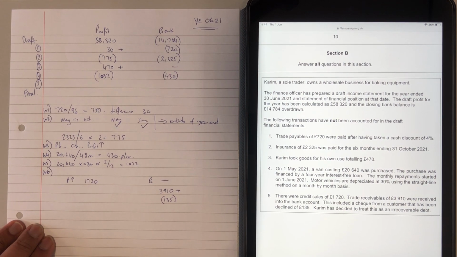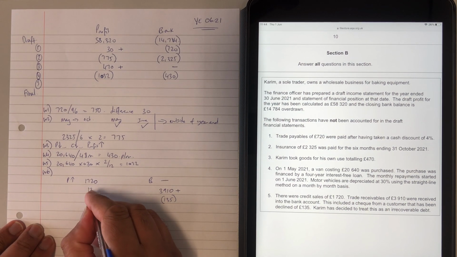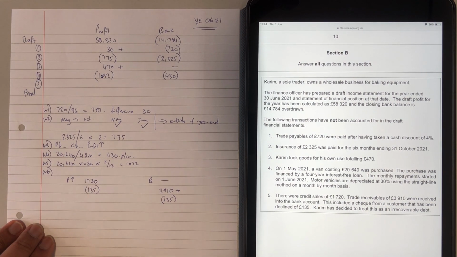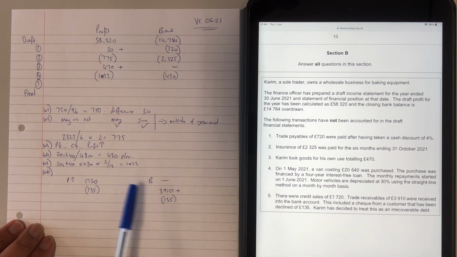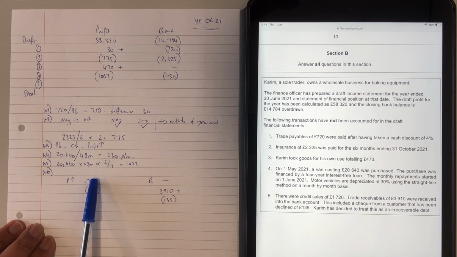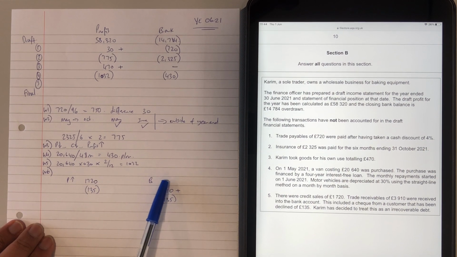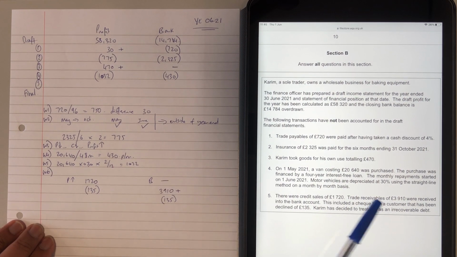Okay. Karim has decided to treat this, the declined check, as an irrecoverable debt. Now that is an expense, which means expenses go up, profit goes down. Okay, so in terms of number 5, quick recap, we sold goods 1720, profit goes up, bank is not affected because it had no money coming into the bank.